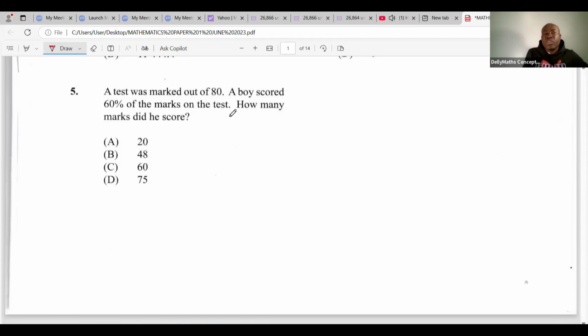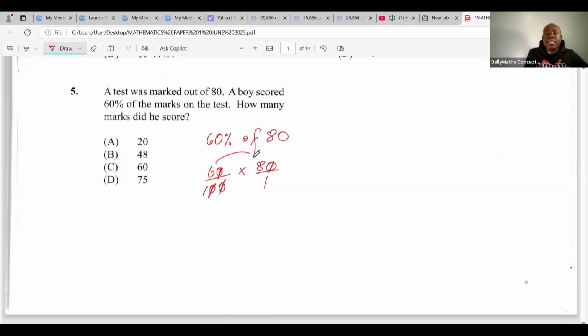It says a test was marked out of 80. A boy scored 60% of the marks on the test. How many marks did he get? So what we're looking at is what he actually scored. Whatever he scored was actually 60% of the total. So basically, we're going to represent our 60% as 60 over 100 times the total. So we're finding that of it. And from here, we could cancel. For example, this 0, you could divide by 10 here, and then we could take this 0 off again.